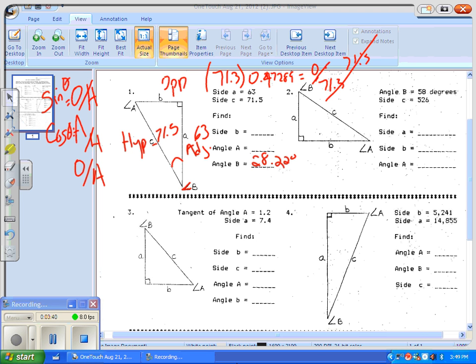Okay, everybody's got that, right? So you've found, oh wait a minute, we've forgotten to subtract 90 degrees. So take 28.22 degrees and subtract that from 90, and we'll find 61.77 degrees for angle A. Everybody agree with that? Because the two angles, A and B, have to add up to 90.